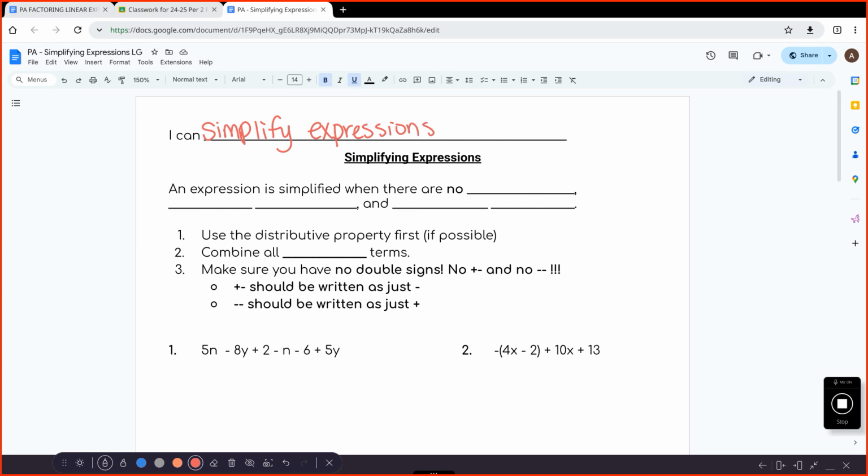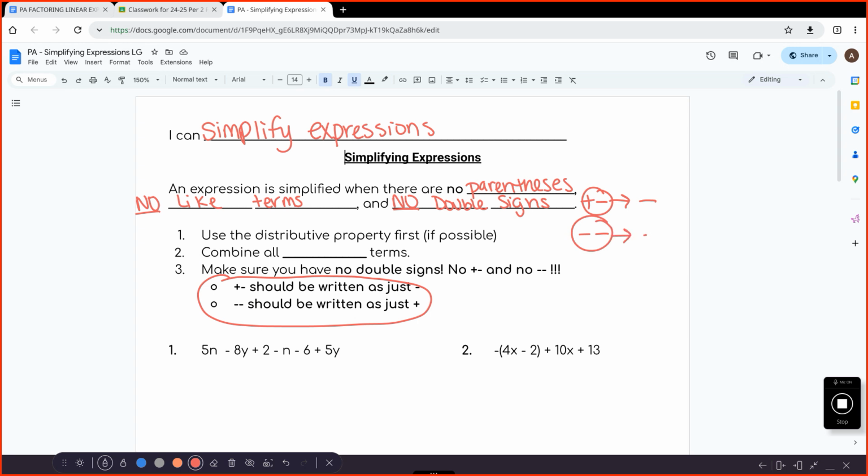All right, so an expression is simplified when there are no parentheses, no like terms, and no double signs. And what do I mean by double signs? What I mean is this. If you end up with a plus minus anywhere in your simplified expression, I want you to change this to be just a minus. If you end up with a minus a negative, then I want you to turn that into a plus. You should not have double signs.